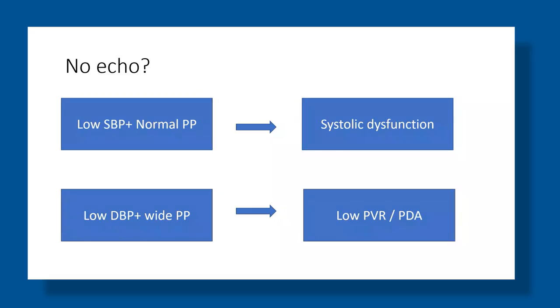So there you go. Even if you don't have an echo assessment, now you can get an idea about the two main pathologies that lead to hypotension in the newborn. So having a certain idea about the pathology is extremely important, because you have to choose the correct inotrope depending on the problem which is there in your baby.